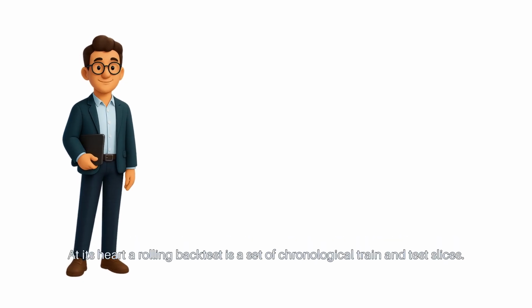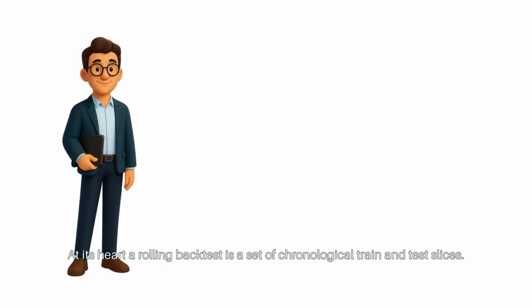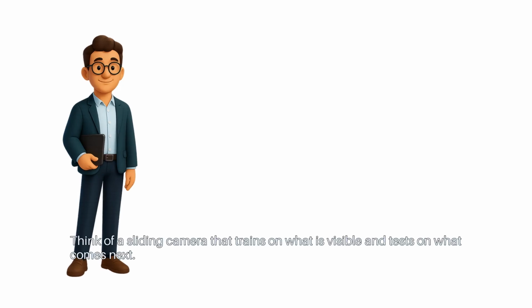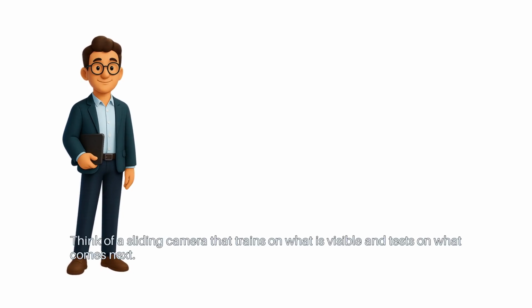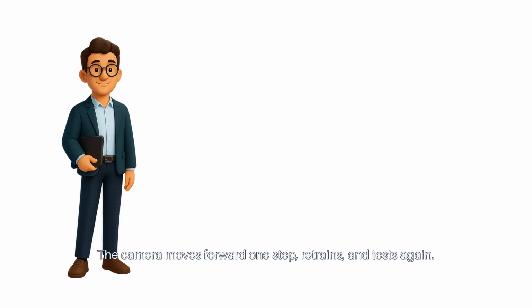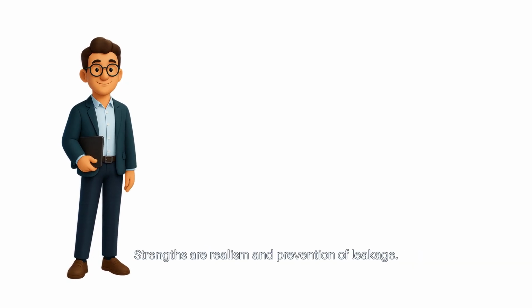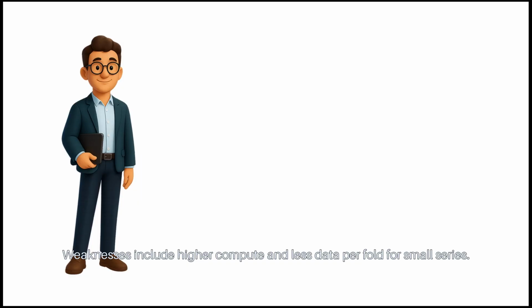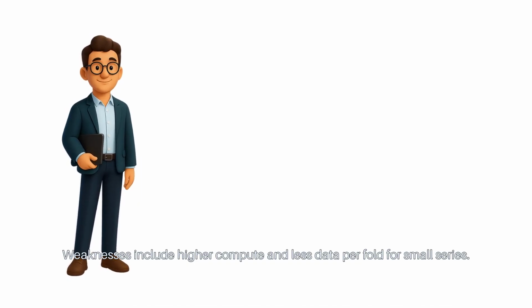At its heart, a rolling backtest is a set of chronological train and test slices. Think of a sliding camera that trains on what is visible and tests on what comes next. The camera moves forward one step, retrains, and tests again. Strengths are realism and prevention of leakage. Weaknesses include higher compute and less data per fold for small series.